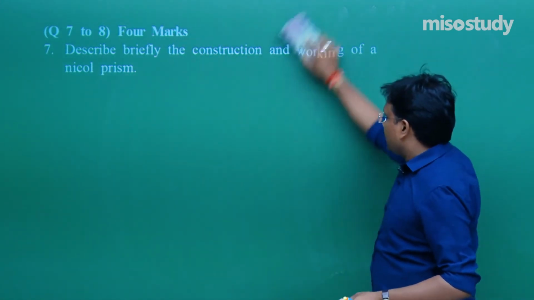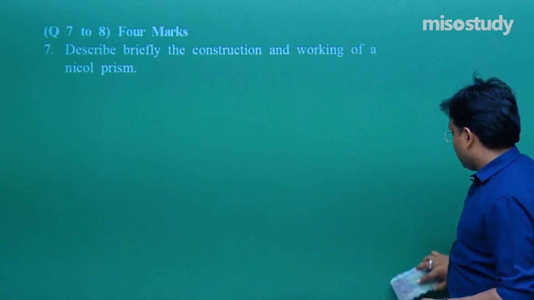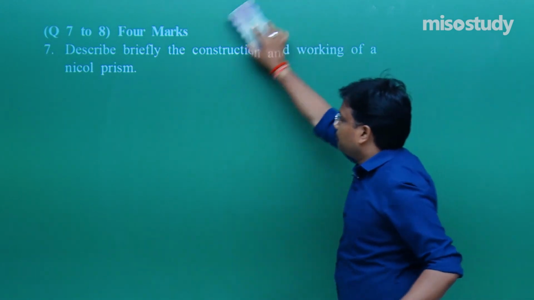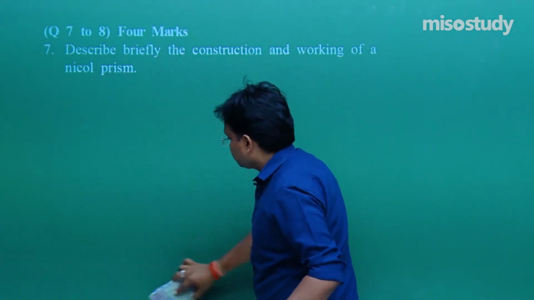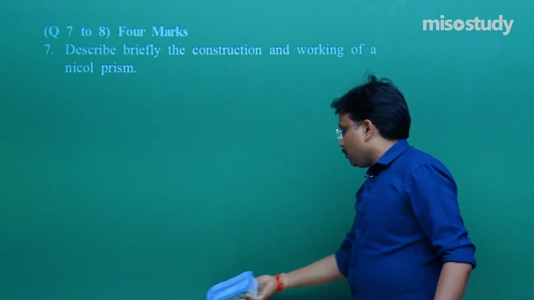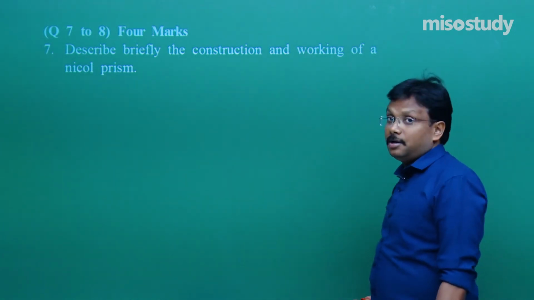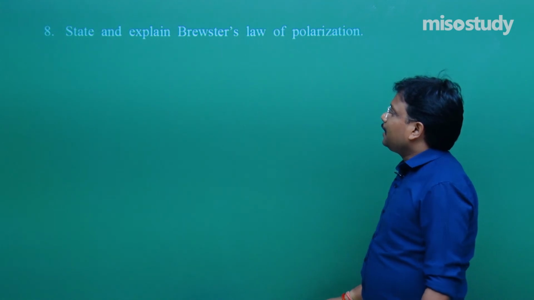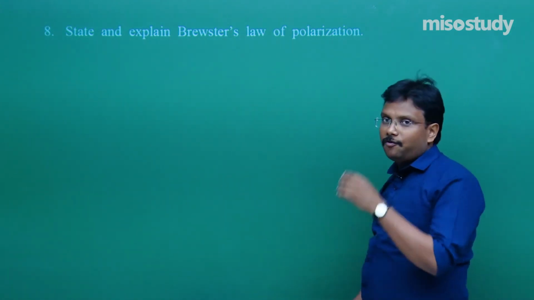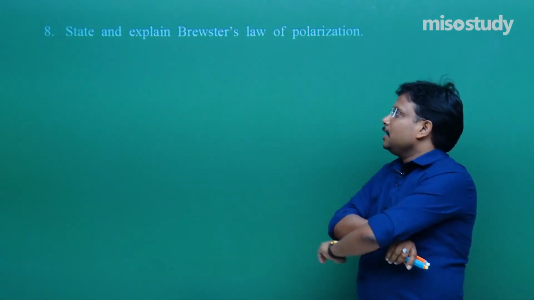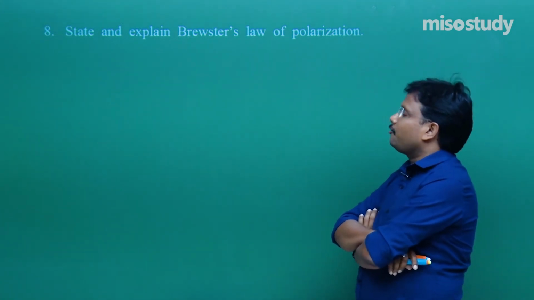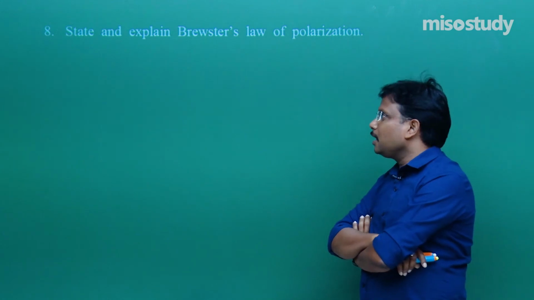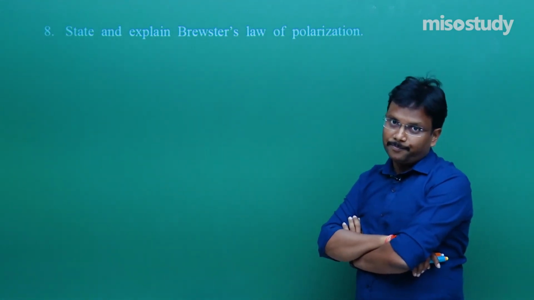So, let us make it clean and then further jump to the other questions. So, students, next question is again for 4 marks. Just take a look. State and explain Brewster's law of polarization. One proper video I prepared for this particular topic.